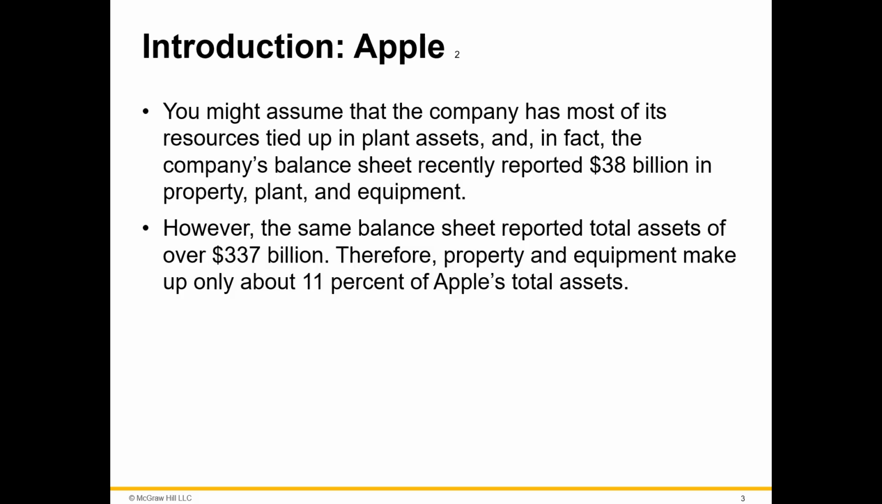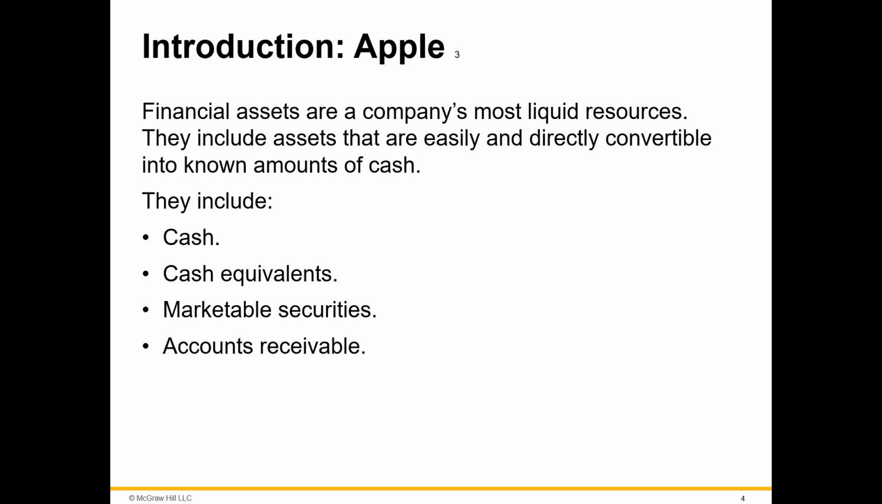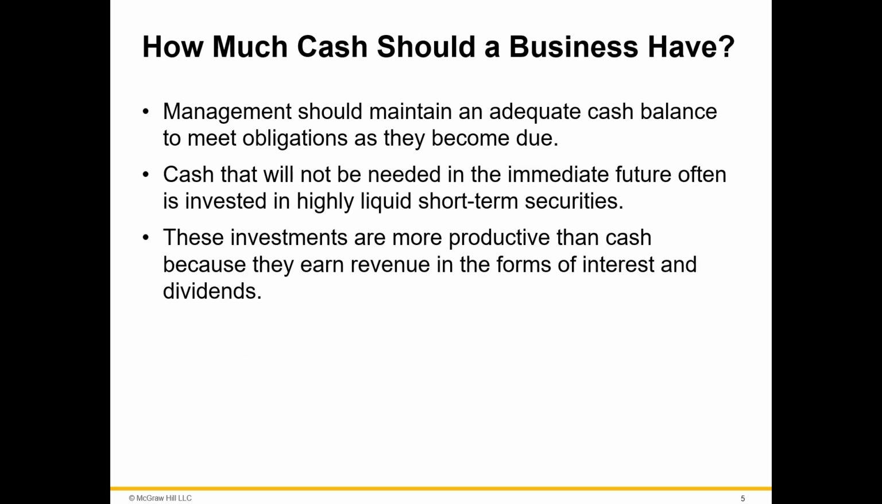property, plant, and equipment. They mostly don't manufacture their own devices, but they do have a lot of assets, and only 11% of those are in property, plant, and equipment, whereas most of the rest is in financial assets. And so we're going to learn about those today. Those financial assets include cash, cash equivalents, marketable securities, and those are things like bonds or stocks. And marketable means they're ready to be traded, or accounts receivable would be the most liquid financial assets.